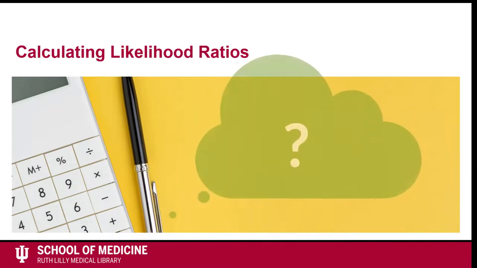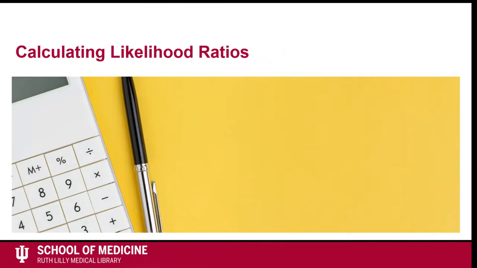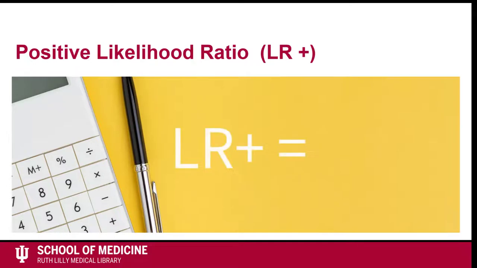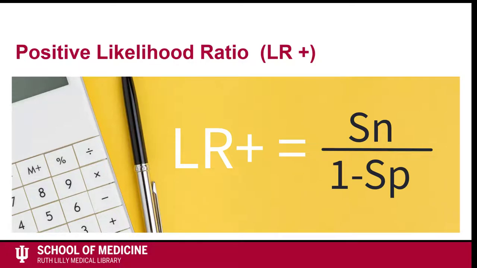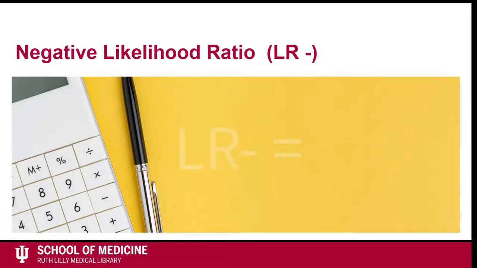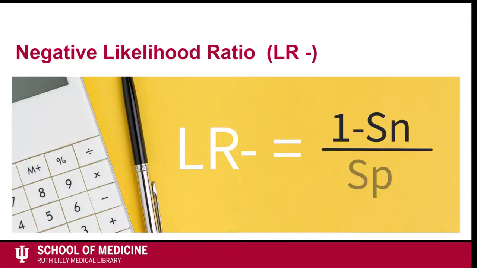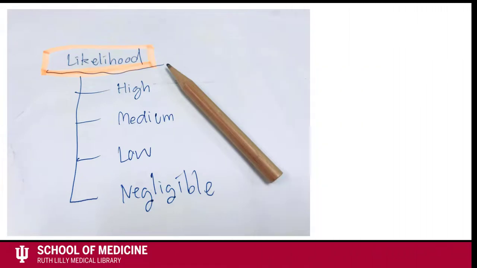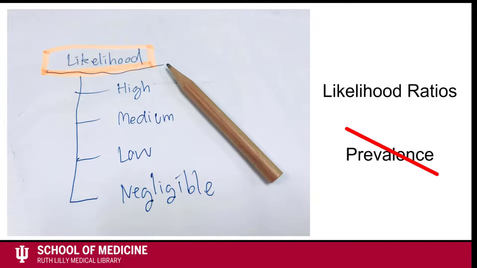So, how do you determine likelihood ratios? Well, you use sensitivity and specificity, which we discussed in video 4 of this series. Positive likelihood ratios are calculated by taking sensitivity over 1 minus specificity. Negative likelihood ratios are calculated by taking 1 minus sensitivity over specificity. These ratios are the likelihood that a test result would be expected in a patient with a disease. Unlike predictive values, though, they are not influenced by prevalence.